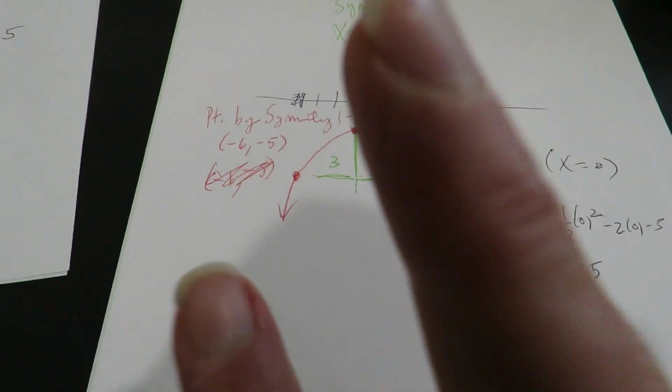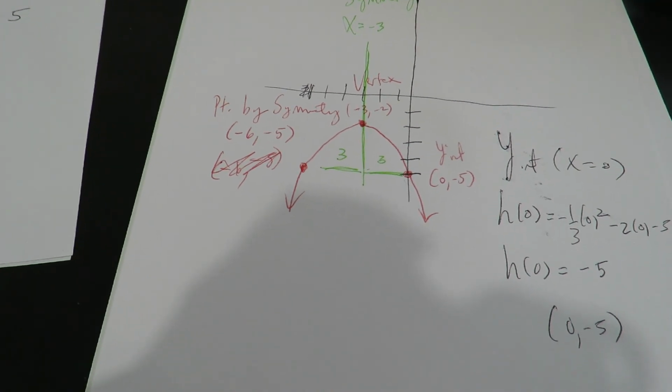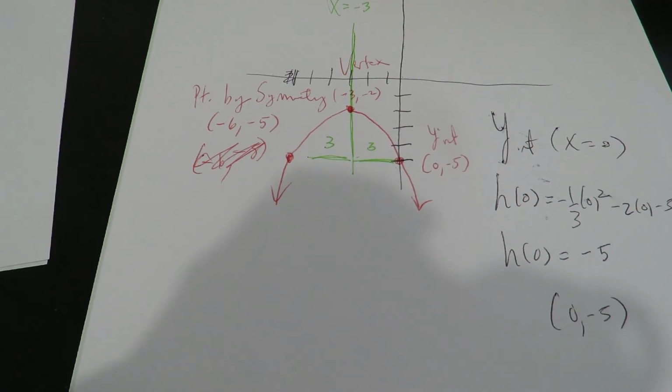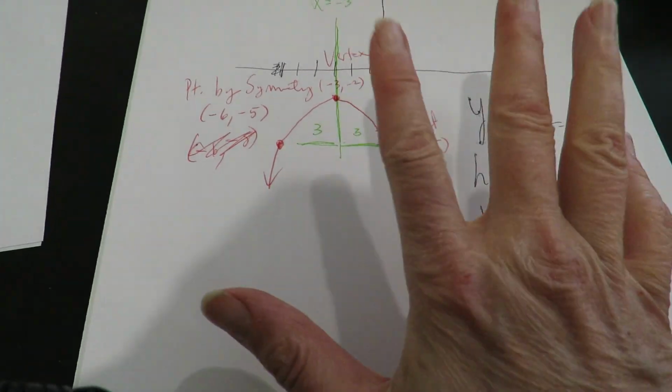So some graphs have 3 points, some graphs have 5 points. If it doesn't have x-intercepts, you want to show 3 points. If it does have x-intercepts, you want to show 5 points.